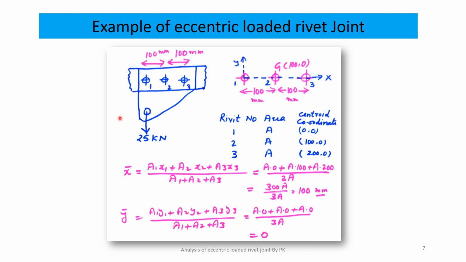They are 100 newton. The distance between 1 and 2 is 100 mm. The distance between 2 and 3 is again 100 mm. So first of all we have to find out the center of the rivet system. As we said, this is a row arrangement basically.